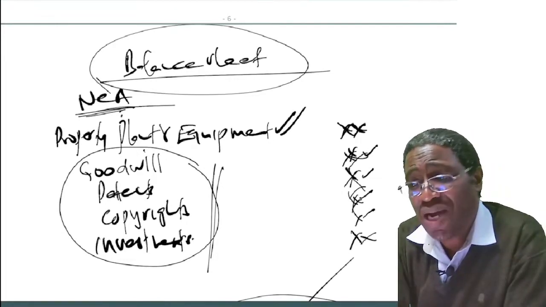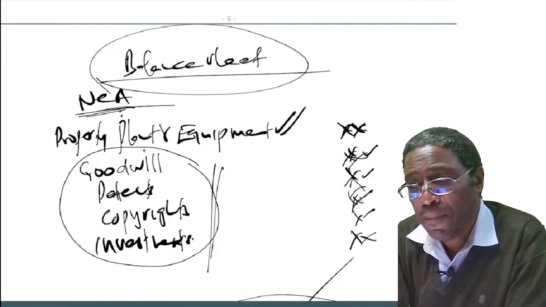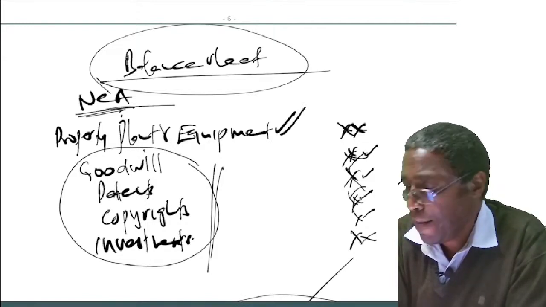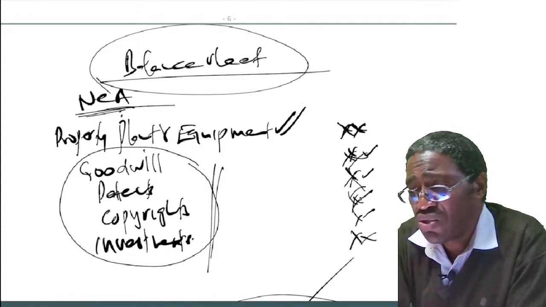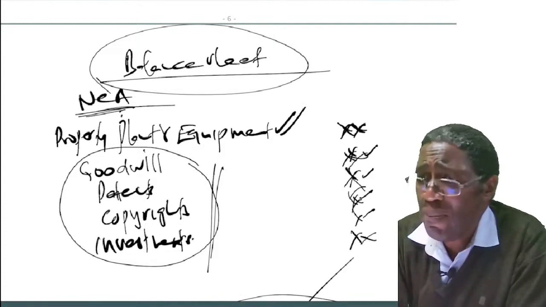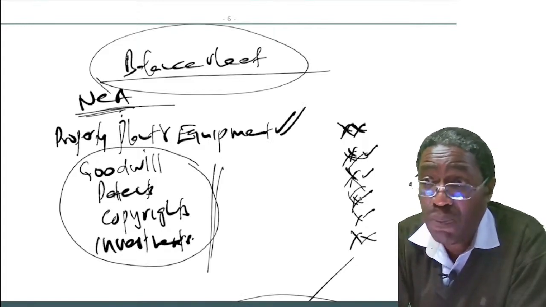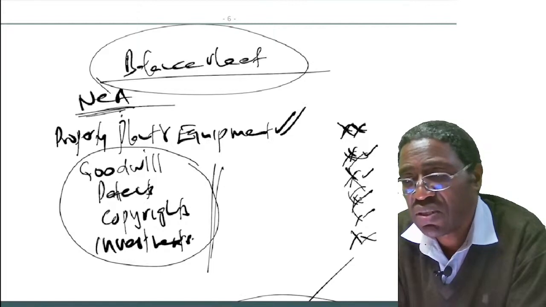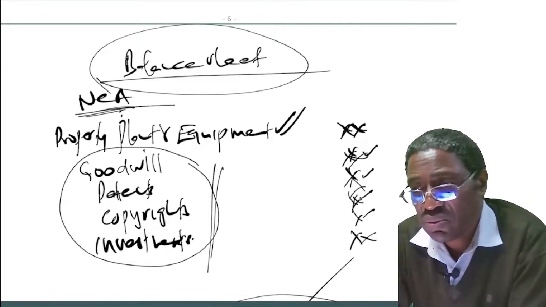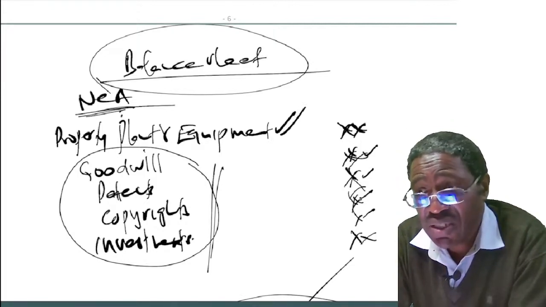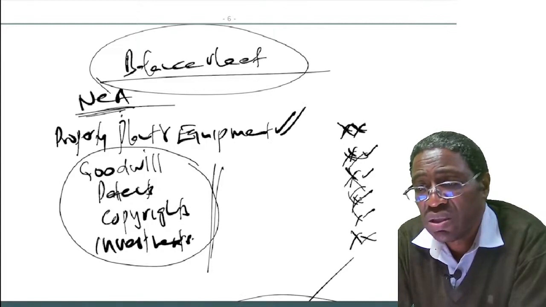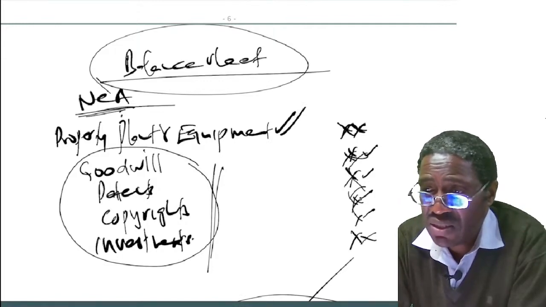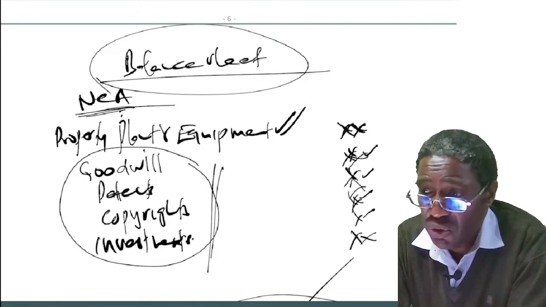Have another subheading: balance sheet. Then you say this: the balance sheet for publication purposes is the same as that for internal reporting.